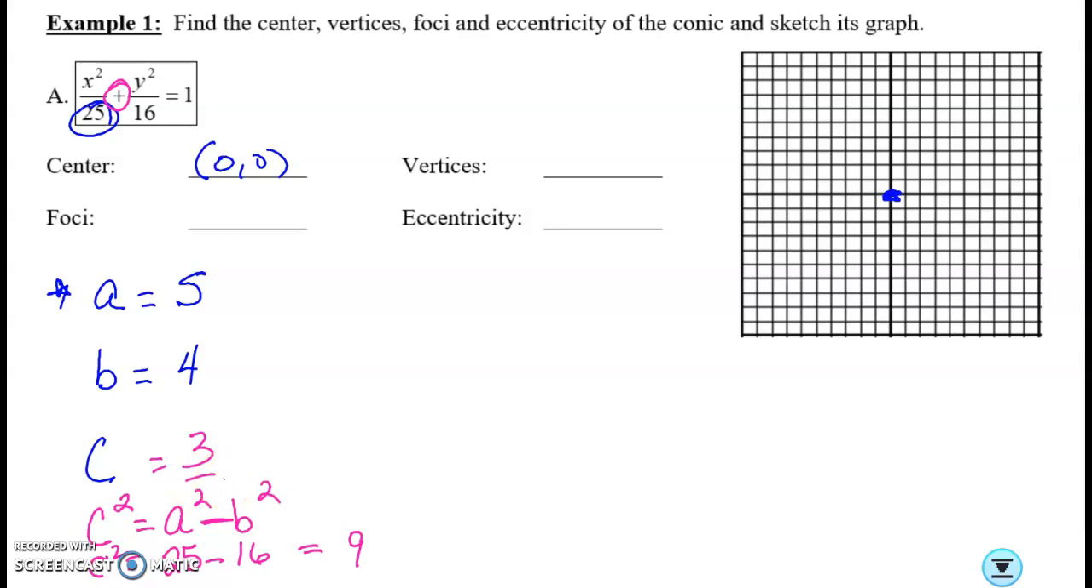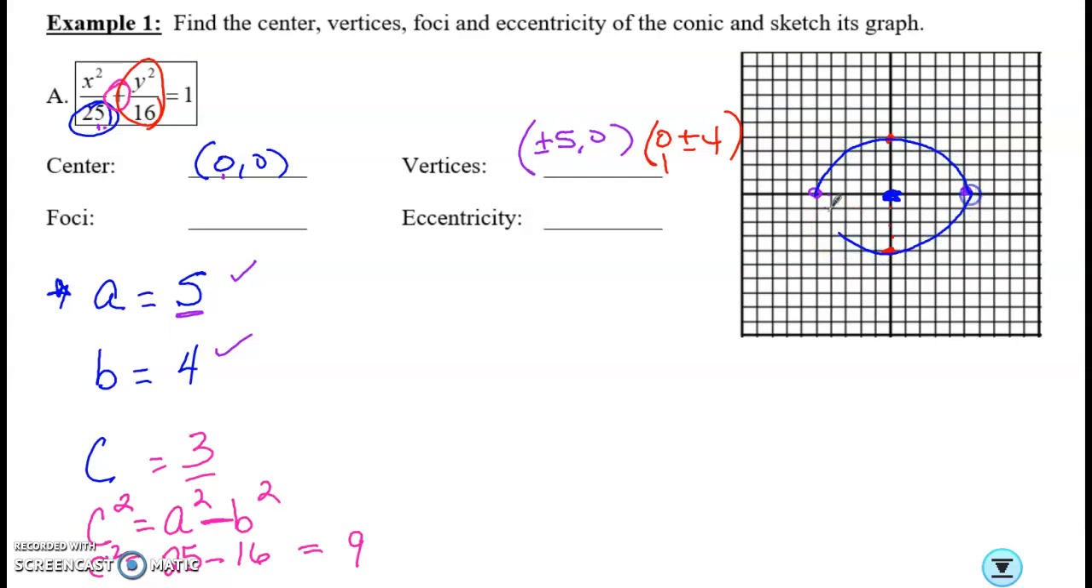All right, so now moving on with what we know. Our vertices are going to come from a and b, and since a is underneath x, in the x direction, we're going to go out 5 units. Technically, we call these our major vertices because they're longer. So our first set of vertices are plus or minus 5, 0. Our b vertices are under the y variable, so we go in the y direction, up and down 4 units from center. And so our minor vertices are 0, plus or minus 4. Then you can technically use these points to shape your ellipse.